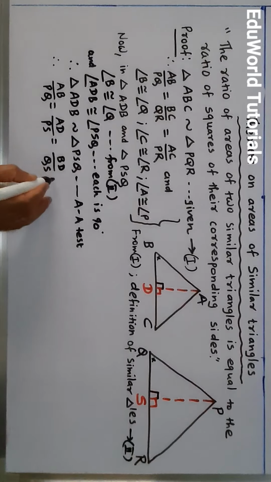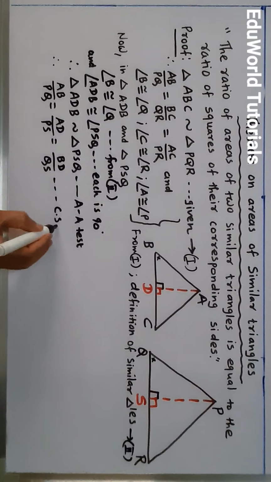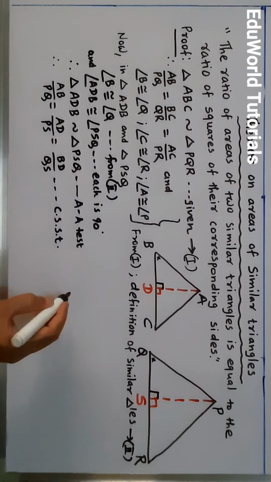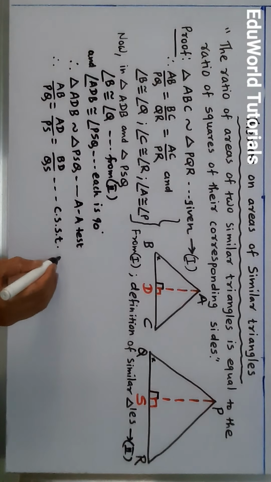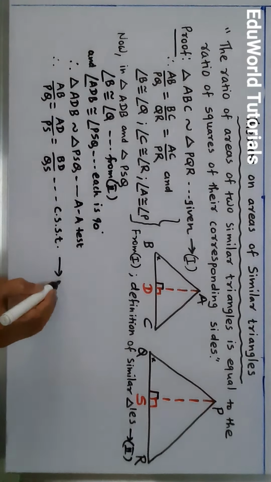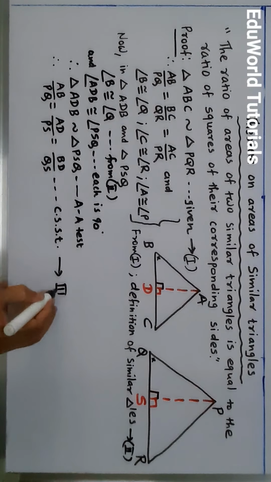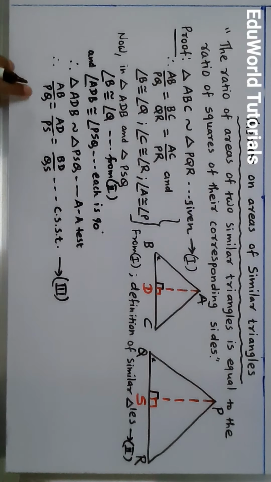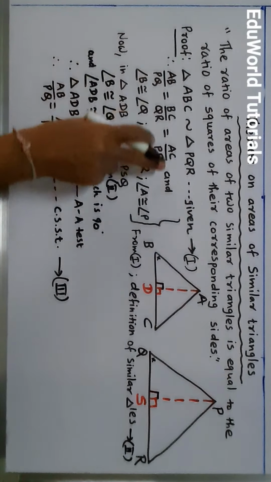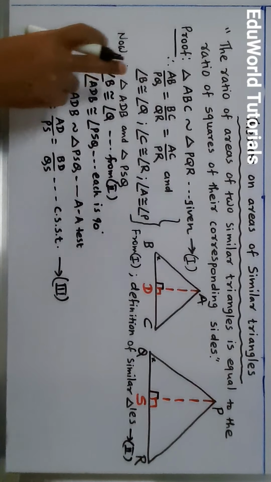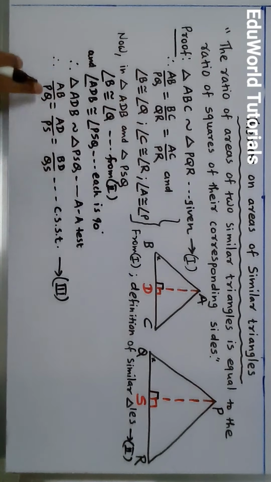BD upon QS. Reason is corresponding sides of similar triangles. Okay, and we will write the reason. We will give it result number 3. So why did we prove these ratios to be equal? You can see AB upon PQ and AB upon PQ. This ratio is found in both these results, and so we can say that all these ratios which we are seeing are equal.